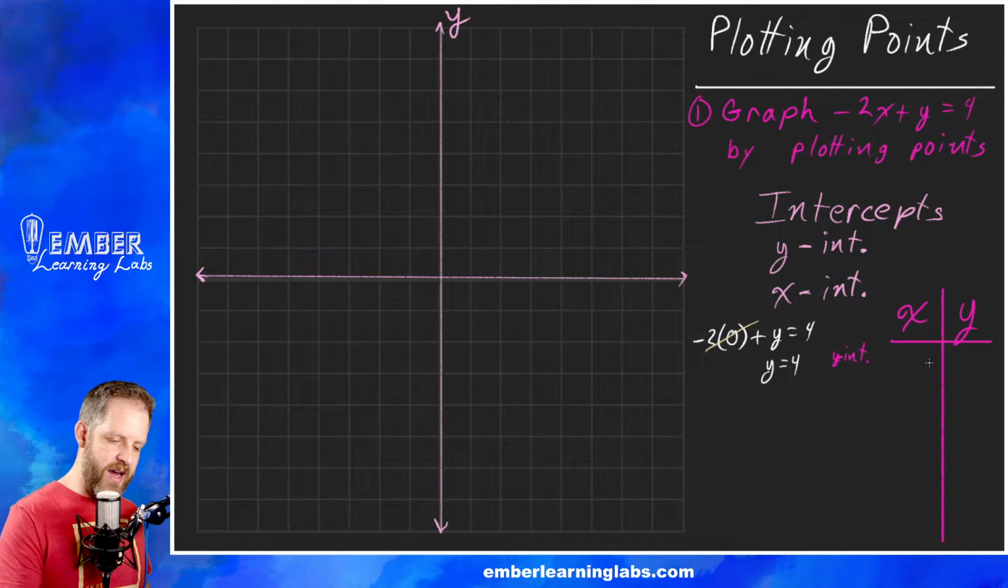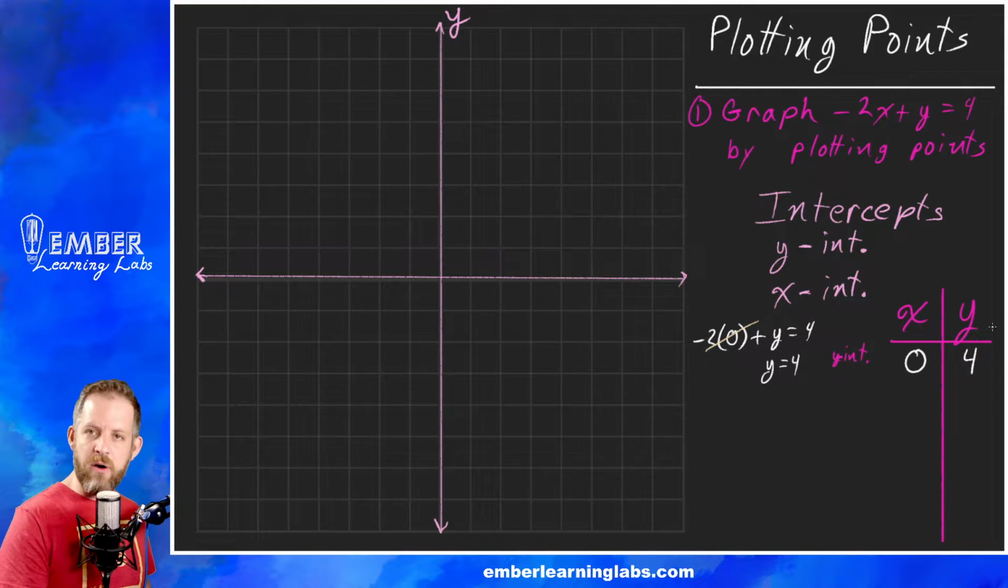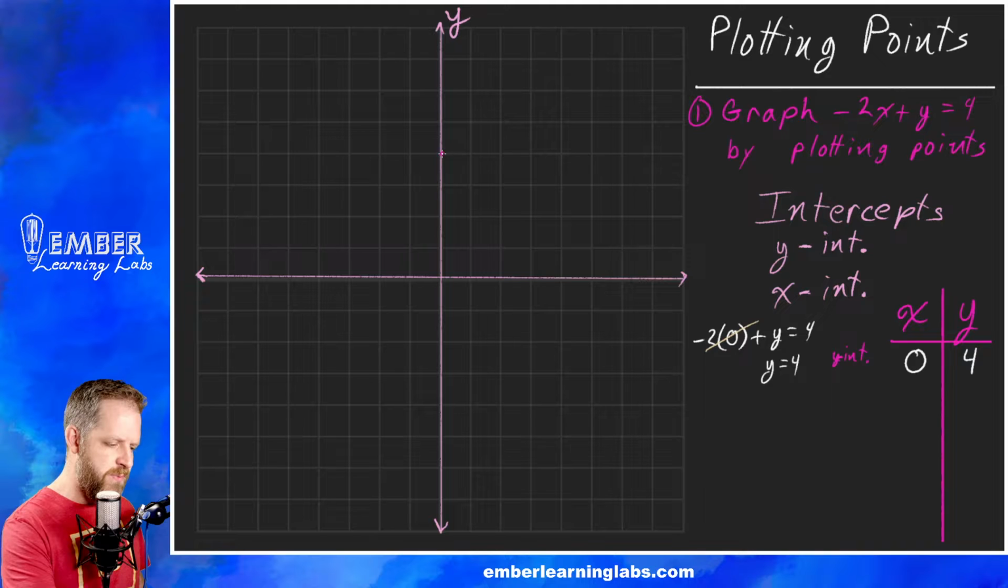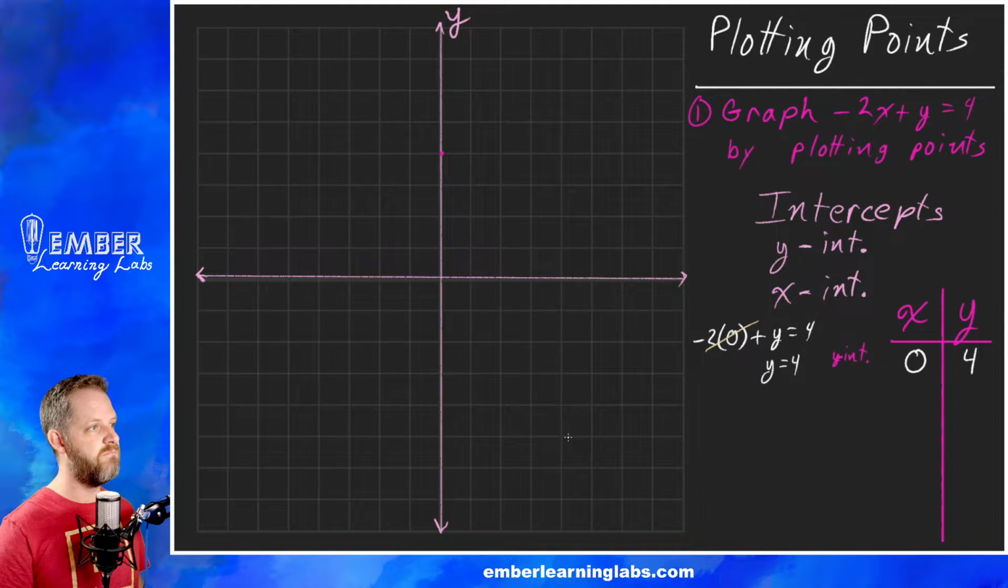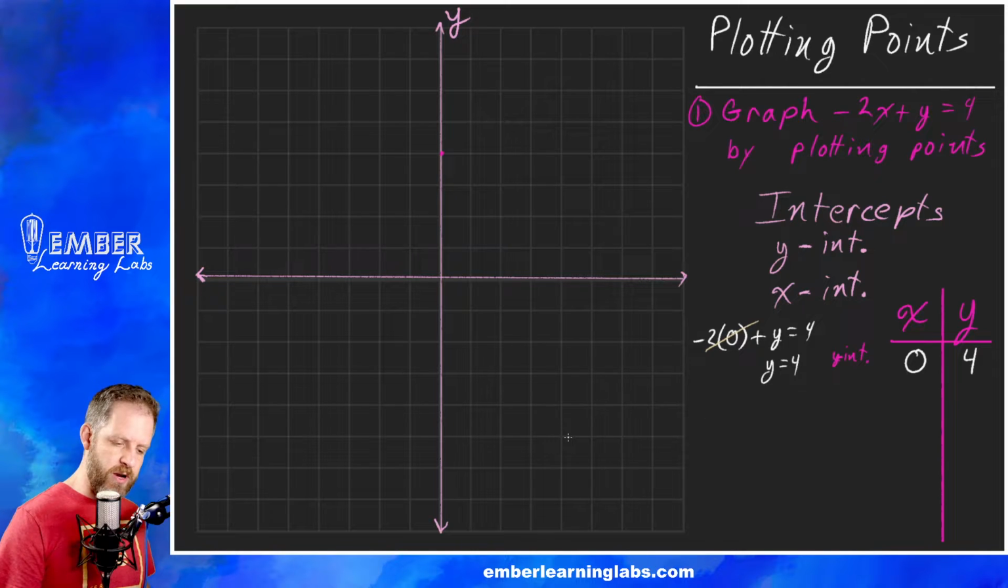So when x is 0, y is 4. Let's go ahead and plot that point on this graph. When x is 0, y is 4, so the first point we're going to put on there is right here.